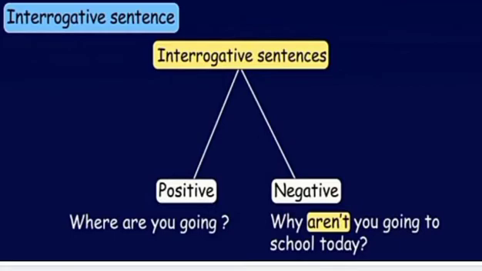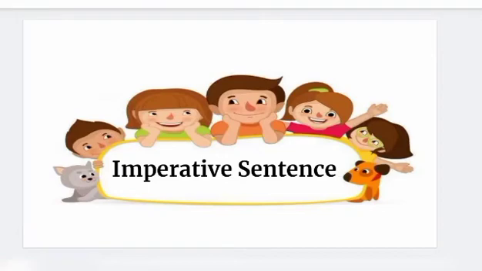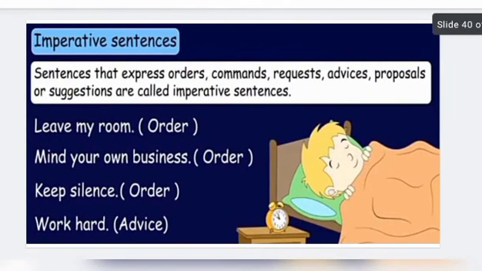Okay children, now let's see two examples for positive and negative. Here, interrogative positive means, where are you going? It is referred to as a positive sentence. Why aren't you going to school today? Here aren't means not. It is referred to as a negative sentence.